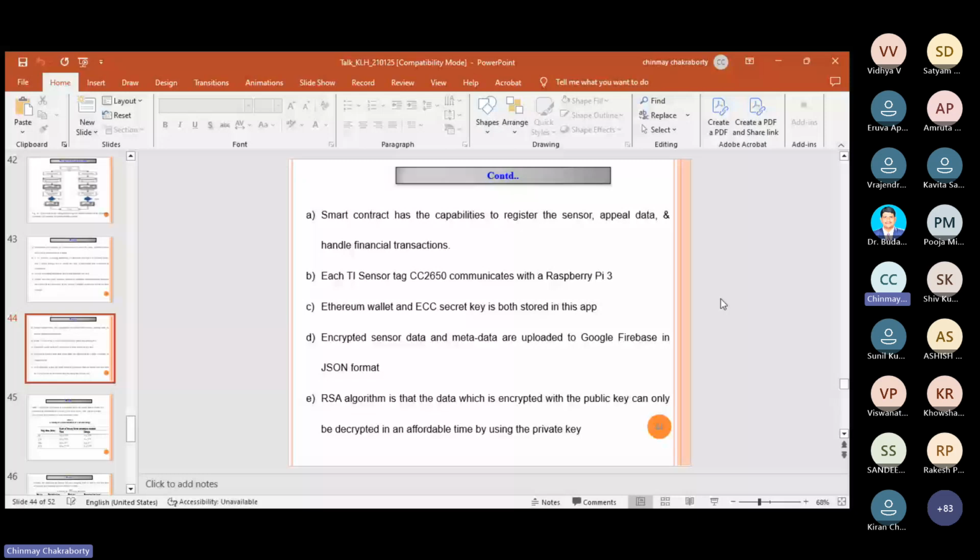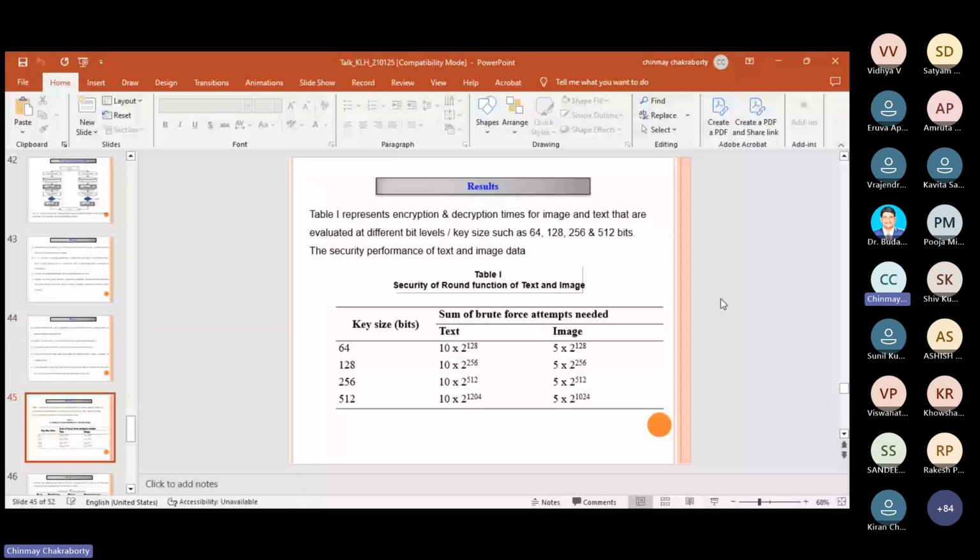Here are the results. Suppose in this table you see the security of the round function on text and images. This is the key size, in bits, which varies like 64, 128, 256, and 512. And there is text as well as images. The brute force times are evaluated. So this table represents the encryption and decryption time for image and text, evaluated at different bit levels and key sizes. So that means this is the security performance on the text and image data.